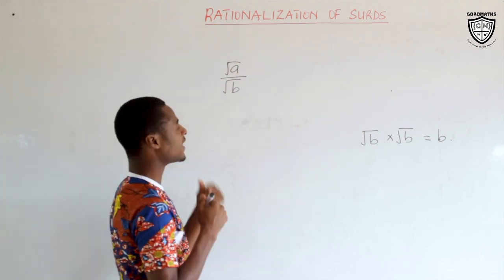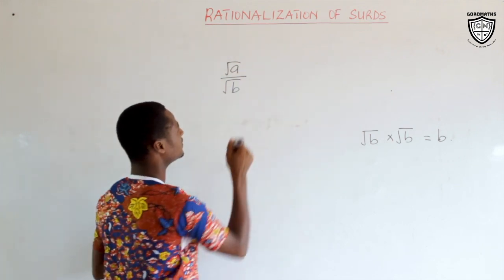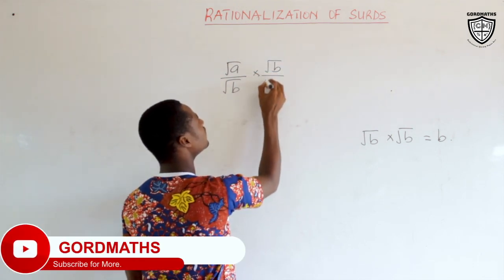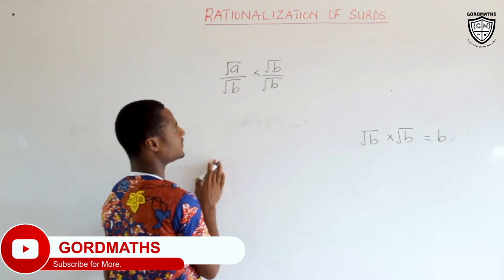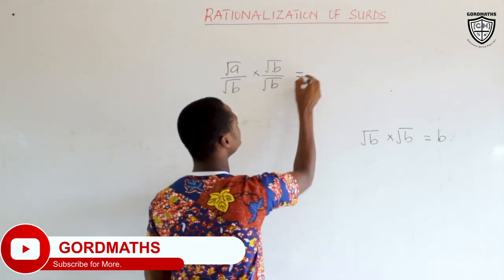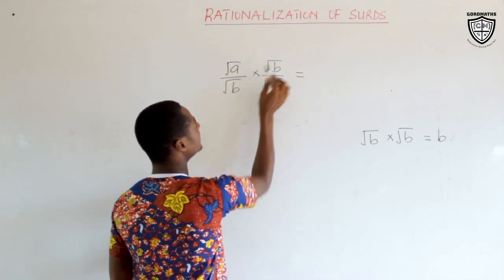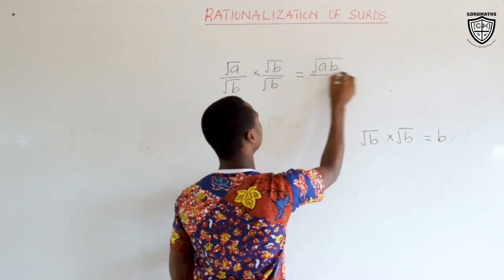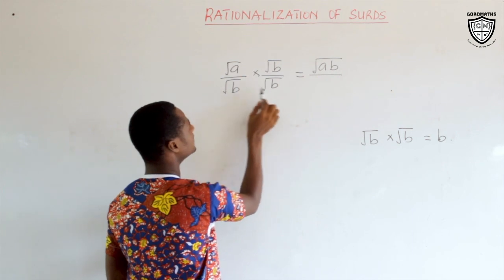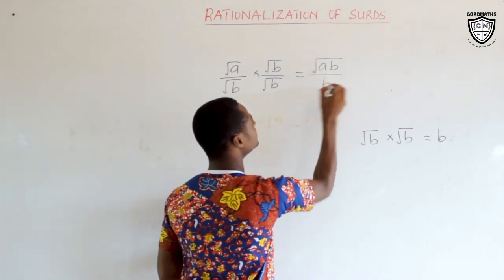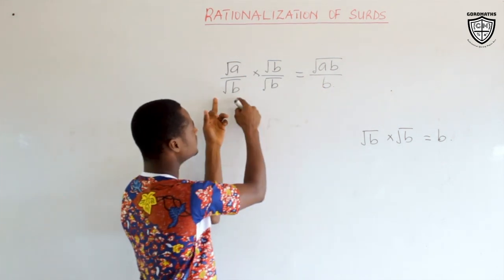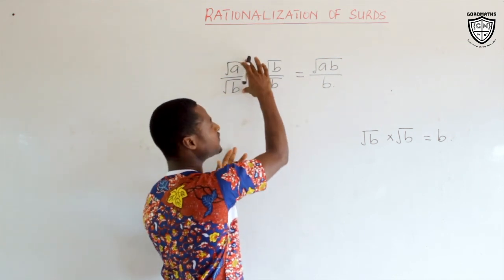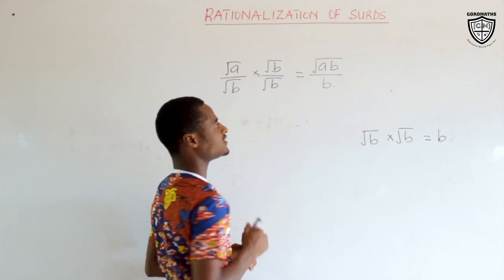But we do this by finding equivalent fractions, which means that we multiply both the numerator and the denominator by the same number. And this is going to give us square root of a times square root of b gives us square root ab. And then the square root of b times the square root of b gives us b. Once there is no square root at the denominator, it means the surd or the expression here has been rationalized.